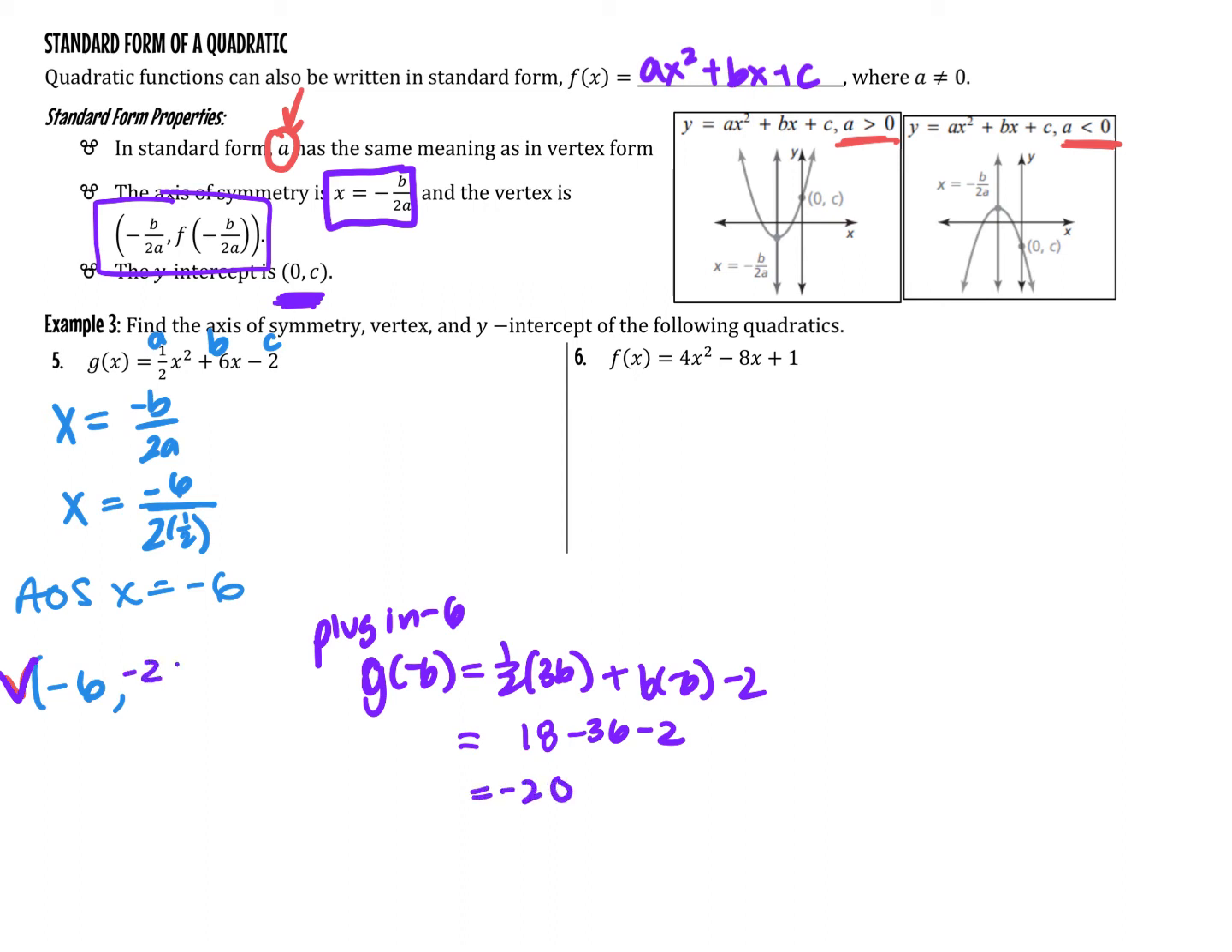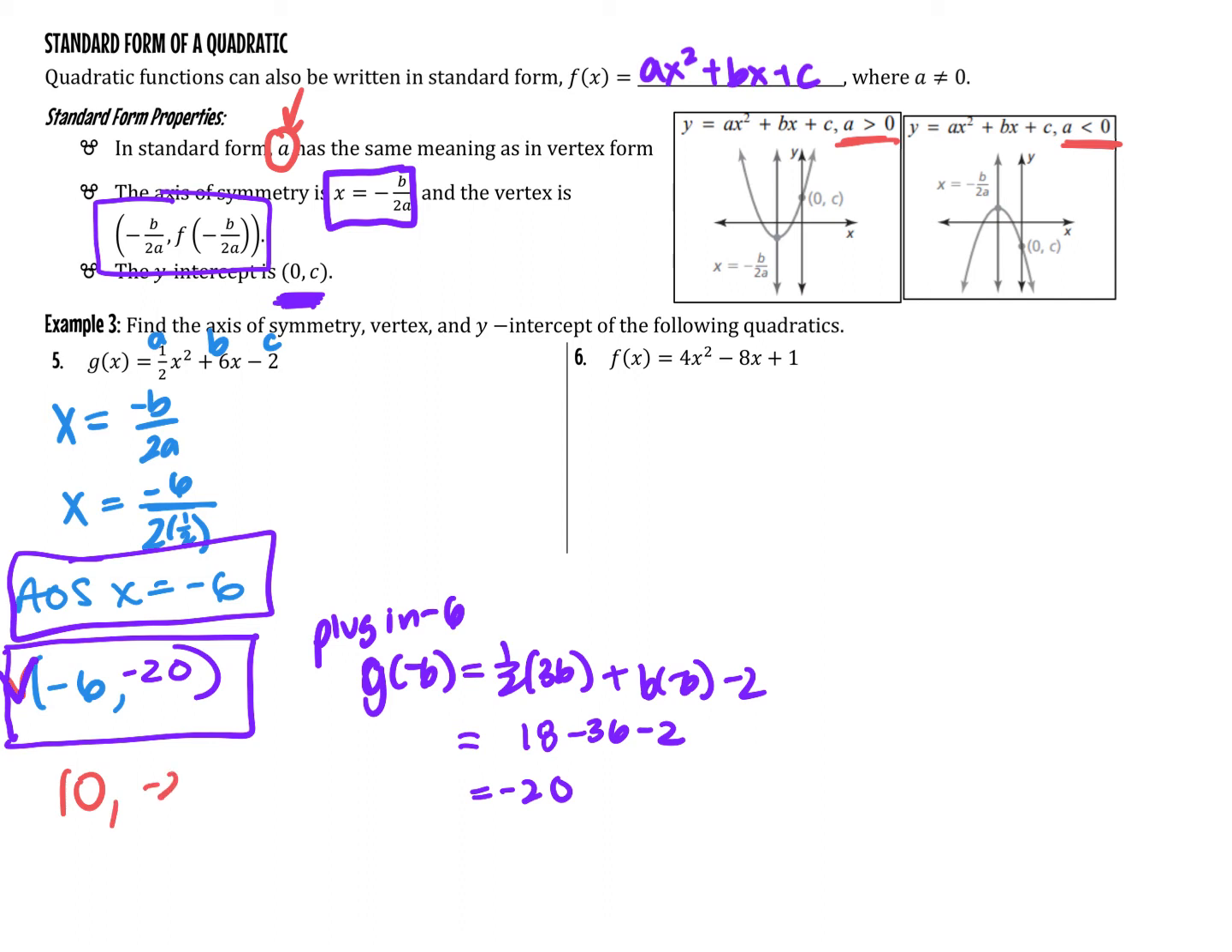Glad we don't have to graph this one. That would be hard to fit. So the axis of symmetry is x equals -6. The vertex has x equals -6 as the x value, and then we plug that in to find the y value. And then to find the y-intercept, we're just going to plug in 0. If I plug in 0, I get -2.